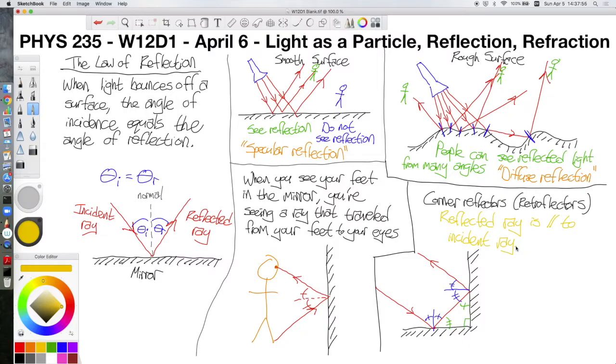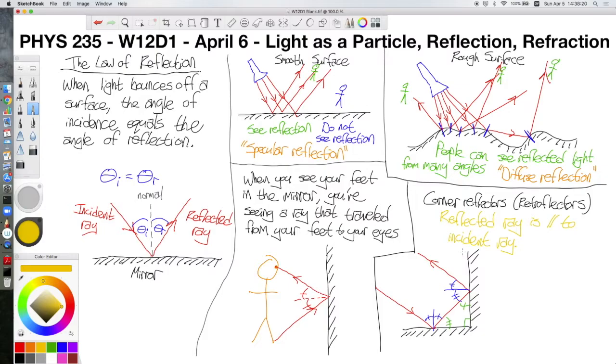So this is very useful for things like bicycle reflectors or those reflective vests that construction workers wear at night. Because when your headlights from your car shine onto a corner reflector style surface, that means the light gets sent right back to you. So it seems like the person or the reflector on the bicycle is glowing and you can see them much easier.